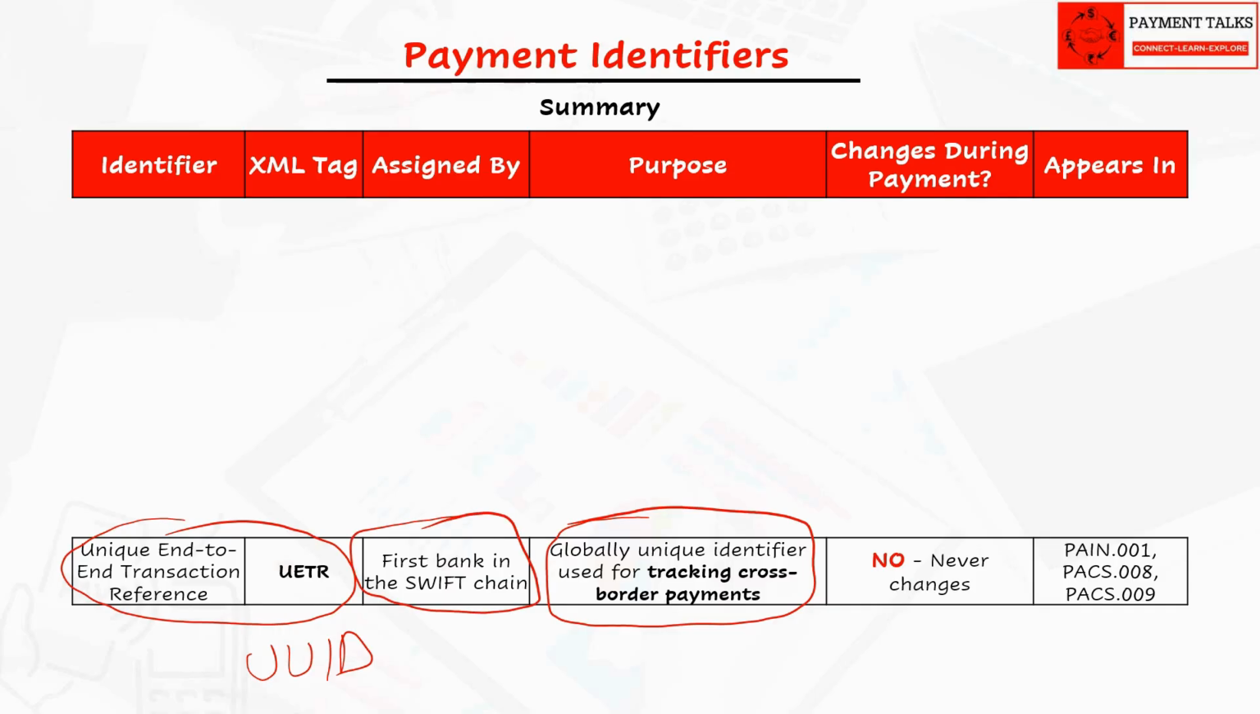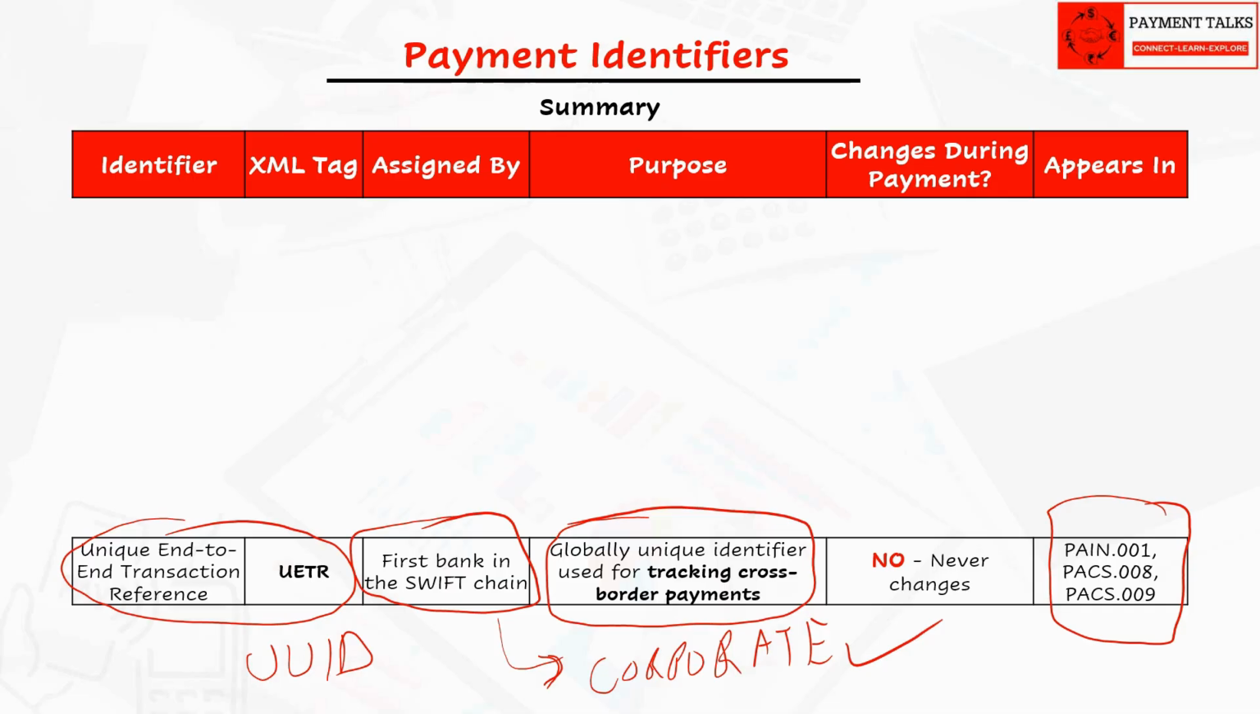However, with SWIFT GPI for corporates, an advanced corporate system can assign the UETR directly in the PAIN.001. If the corporate assigns a UETR, the debtor agent must honor it and forward it unchanged. If the corporate does not assign one, the debtor agent creates it and communicates it back to the corporate, where it appears in the transaction level blocks of PAIN.001, PACS.008 and PACS.009.